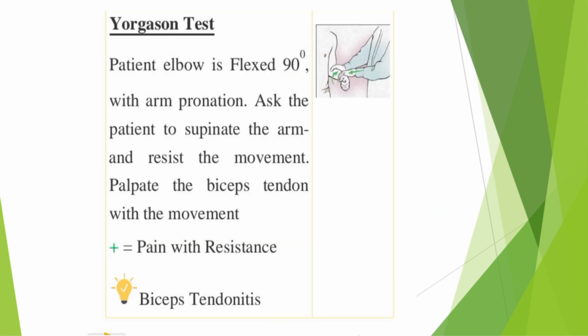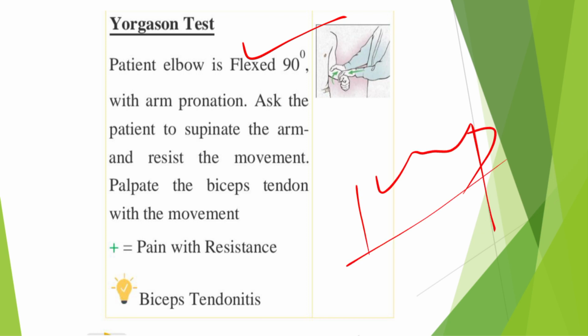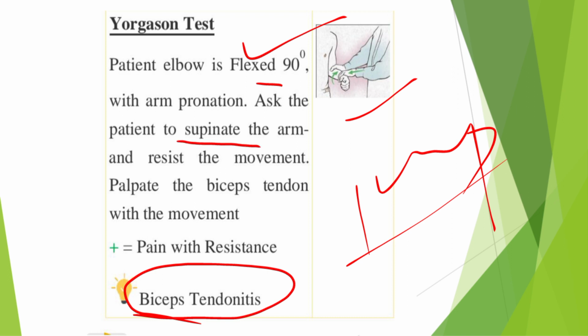Next we have the Yergason test, and this is very important from the MCQ point of view. The Yergason test is for biceps tendonitis. The patient's elbow is flexed to 90 degrees, as shown in the picture, with the arm pronated. Ask the patient to supinate, and the physiotherapist resists this movement and also palpates the biceps tendon. If the patient feels pain, then this is positive for biceps tendonitis. It means the biceps tendon is inflamed.